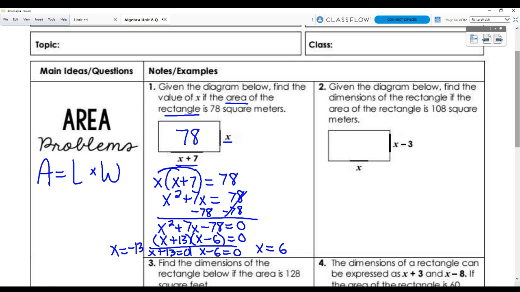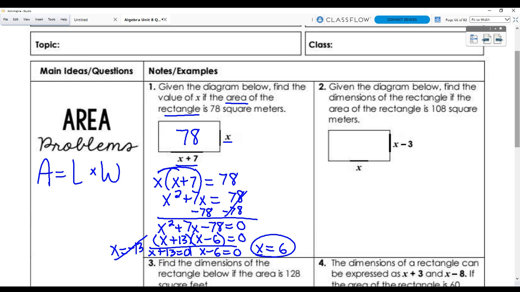So x cannot be negative 13 because it's a real life problem. It is the length of the side of a rectangle. So it can be 6 though. So we're going to reject the negative answer on this one just because it's a real life problem. Stick with the 6 and x equals 6.